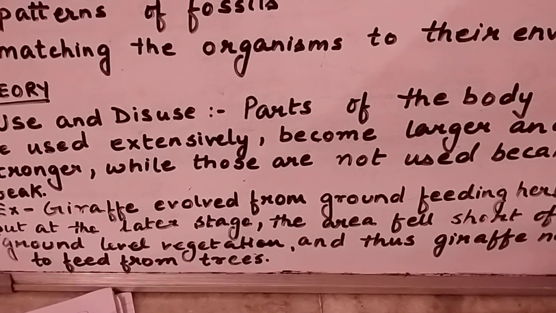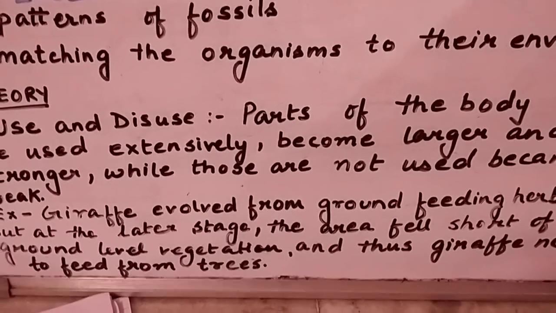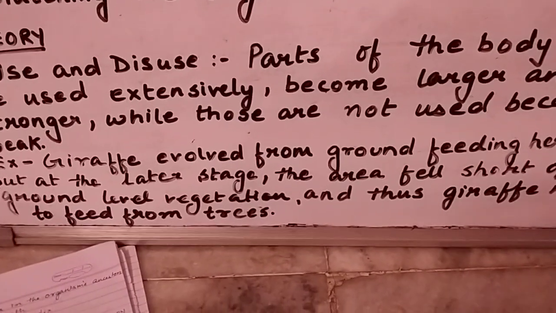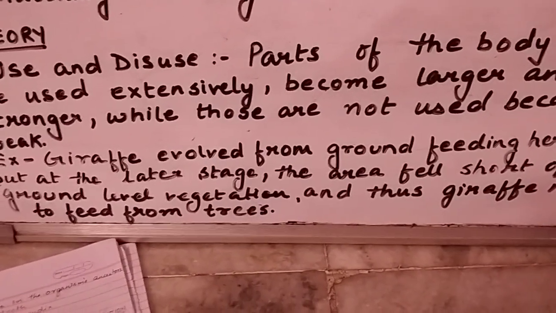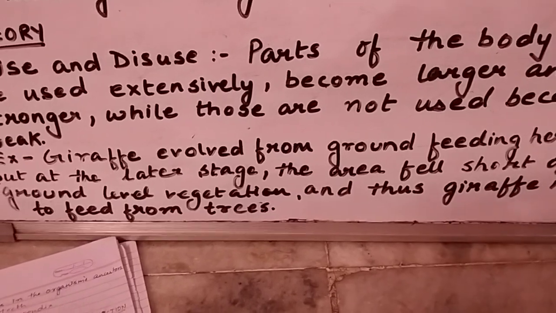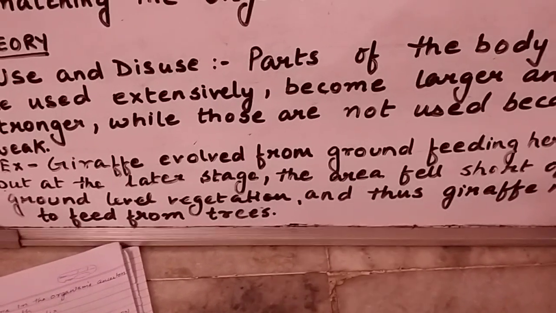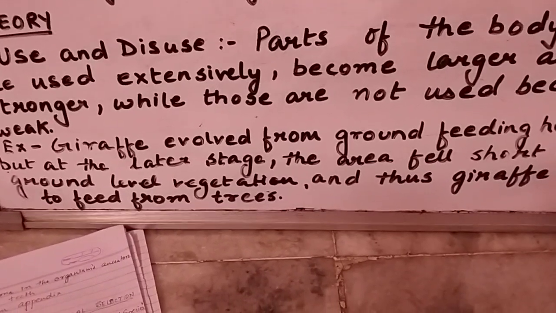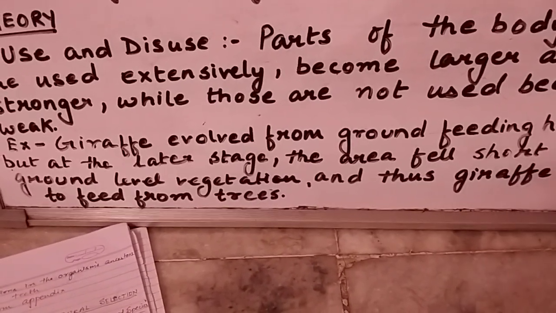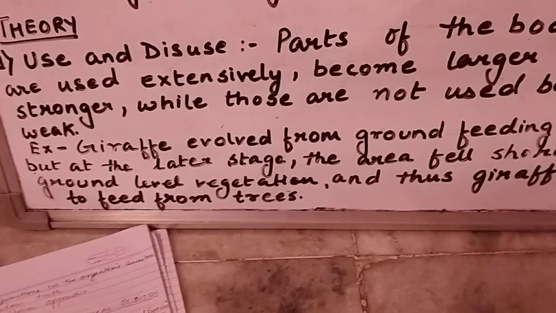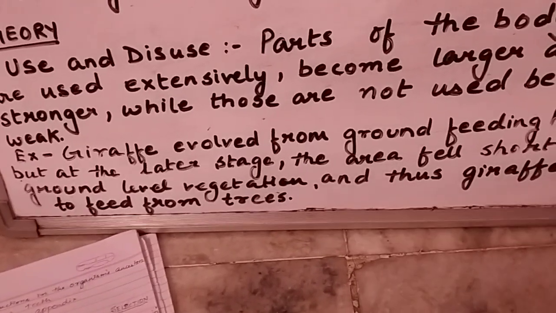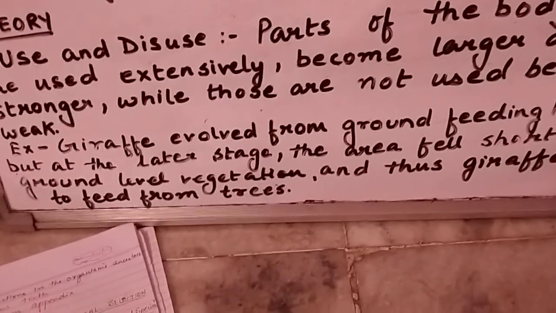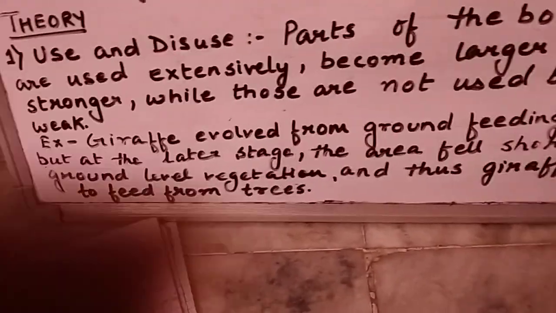Thus, it evolved as a ground feeder, but gradually, as the ground level vegetation ended, the giraffe needed to feed from trees. That resulted in continuous stretching of its neck and forelimbs, which gradually developed into a long-necked giraffe.